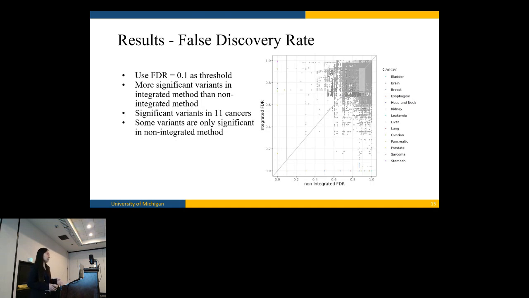Another thing is that although we have 14 cancers, we didn't find significant variants in all 14 cancers. We only find them in 11 cancers, and some of them are in integration methods, and some of them are in non-integration methods. Some of the variants are only significant in the non-integrated method because the non-integrated method is not a biased result, but it can be explained because if this variant is only related with one cancer, it may not be significant within the pan-cancer study, because in the pan-cancer study, we want to find that this variant is related with all the cancers, not only one cancer.